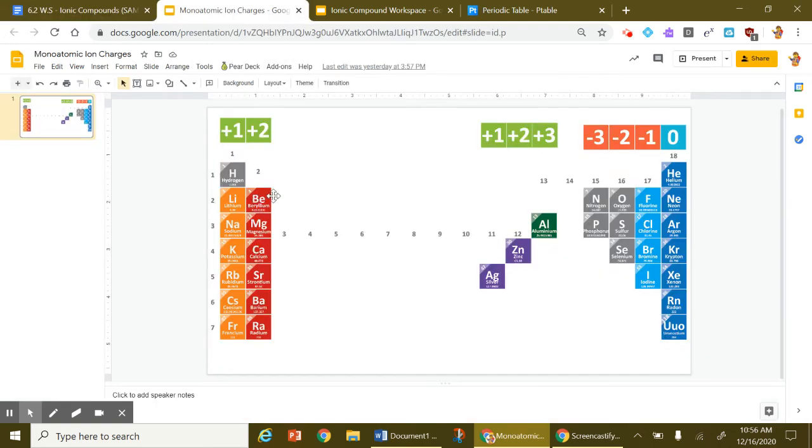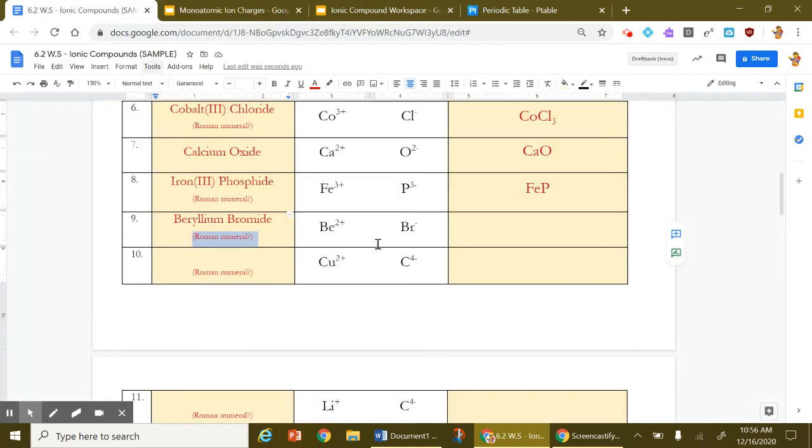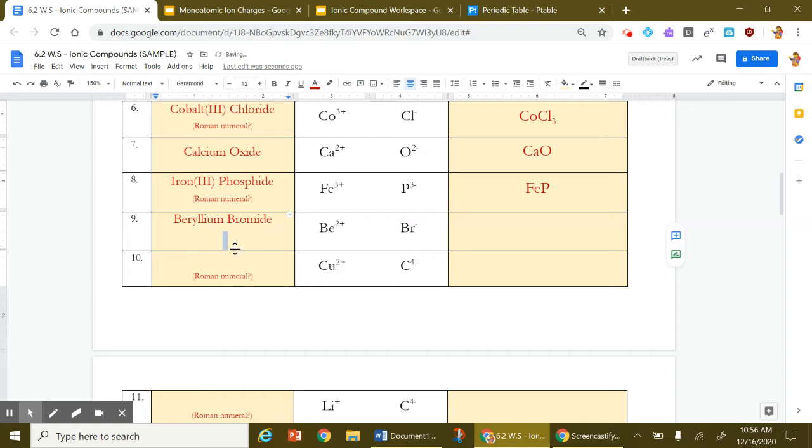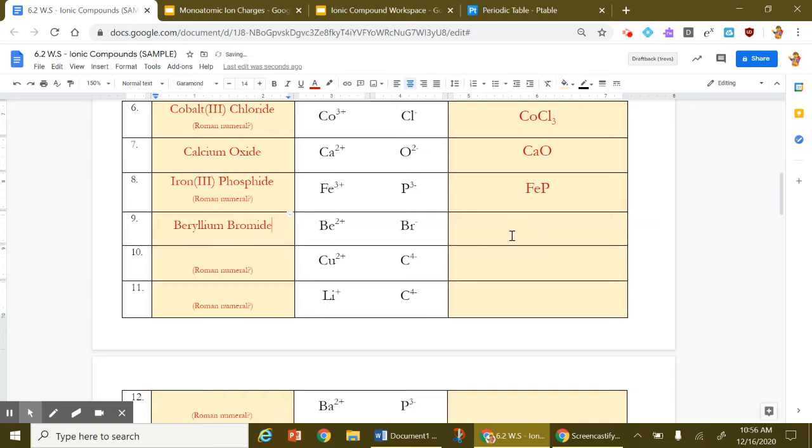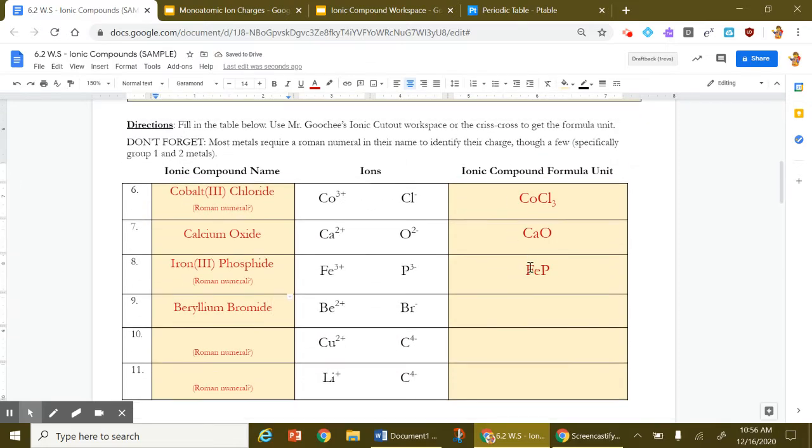Here's beryllium. Beryllium is always a 2+ ion. So no, it does not need a Roman numeral. Now, the formula for beryllium bromide. What is the ionic compound formula unit? Well, we can do the crisscross method.